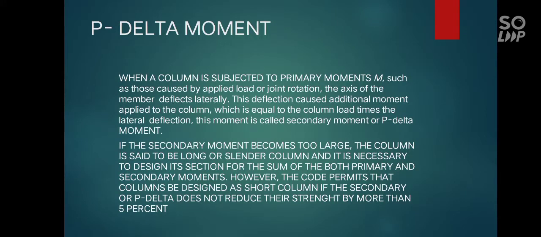If the secondary moment becomes too large, so kung ang atong secondary moment dako ra kaayo, the column is said to be a long or slender column. Mao jud ni atong hinumduman kung ang atong secondary moment dako na kaayo, dako ang atong column, long or slender column. And it is necessary to design its section for the sum of both primary and secondary moments. However, the code permits the columns be designed as short columns if the secondary or P delta does not reduce their strength by more than 5%.